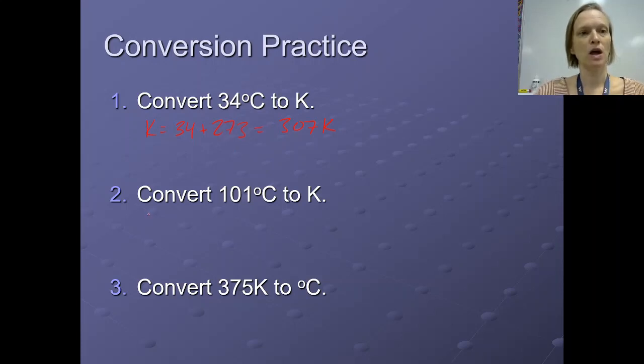For number 2, again, I'm going from Celsius to Kelvin, so I'm going to have to add 273. So I have 101 plus 273, and I get 374 Kelvin as my final answer. For number 3, this time I'm going the other direction. I'm going from Kelvin to degrees Celsius. So to figure out my degrees Celsius, I start with my Kelvin, and I subtract that magic 273 number, and I get 102 degrees Celsius as my answer.